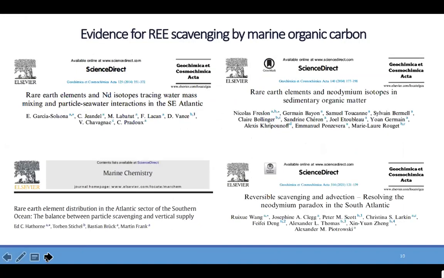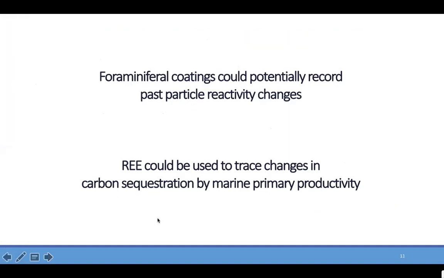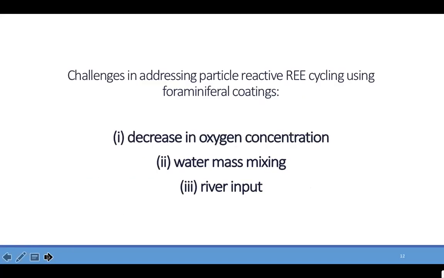And indeed, since a few years ago, some papers have been coming up showing evidence of scavenging in cold water by marine organic carbon. So these organics are scavenging these elements from the seawater and delivering them to the seafloor. So we do have this evidence, and thinking that foraminiferal coatings could reproduce that scavenging, we can think that they could reproduce it in the past, reproducing these particle reactive changes. And then we could say that rare earth elements could also be used for tracing these changes in carbon sequestration by marine primary productivity. They could be acting as a scavenging phase for these foraminiferal coatings.